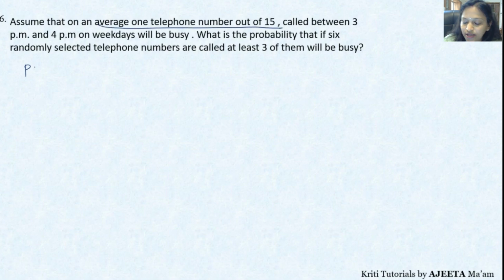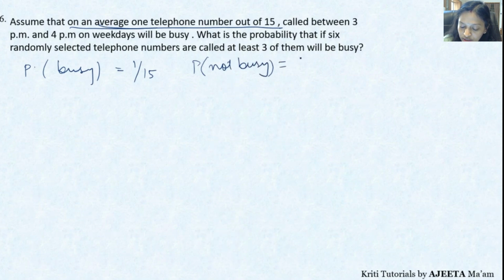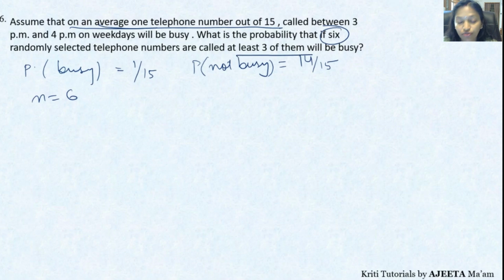So here, एवरेज कॉल्स क्या है हमारे पास? 1 out of 15. So probability of being busy, phone रहेगा हमारा busy between 3 and 4 p.m., that is 1 by 15. And probability not busy on weekdays between 3 and 4 is 14 by 15. So 6 is n and r is at least 3 of them. At least 3 of them means x is greater than or equal to 3.